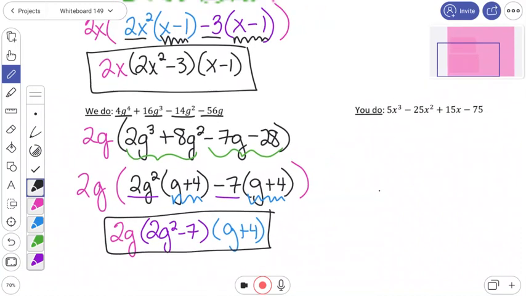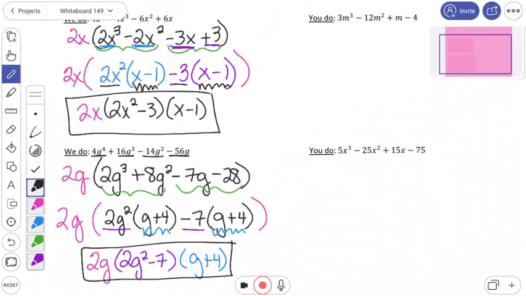So now you try. Go ahead and practice factoring those two polynomial expressions on the right.